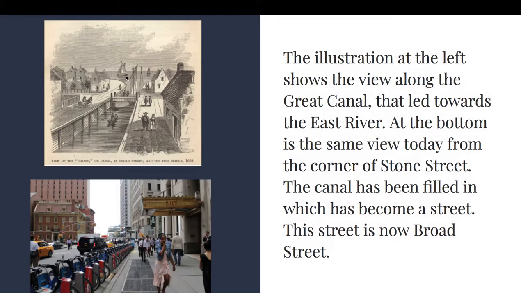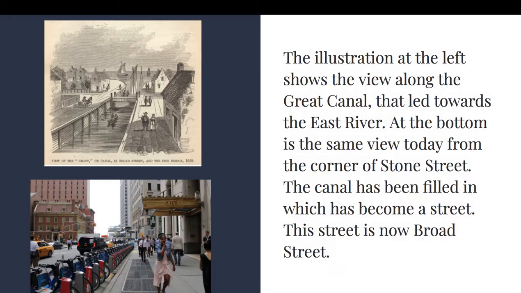The illustration at the left now shows the view along a great canal right here that led towards the East River. At the bottom right here, you can see it's the same view from today on the corner of Stone Street. And the canal has been filled in, which has now become a street. And this street is known as Broad Street. The canal in the earlier days right here was used by local traders and small boats and Native Americans and canoes to trade.